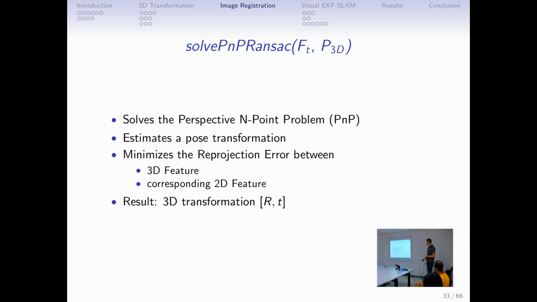And with this, we can run the solvePnP RANSAC. SolvePnP RANSAC solves the perspective-n-point problem by estimating the pose transformation, which is exactly what we want to do, because we now want to map the 3D points from the stereo image system onto our loop closing candidate features by minimizing the reprojection error between both of them. The result is a 3D transformation with a rotation and a translation.